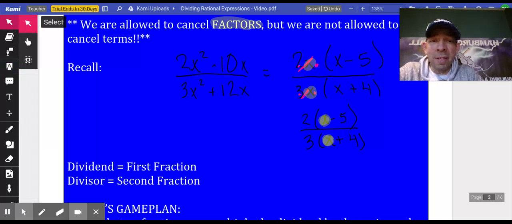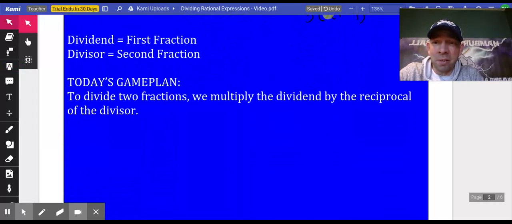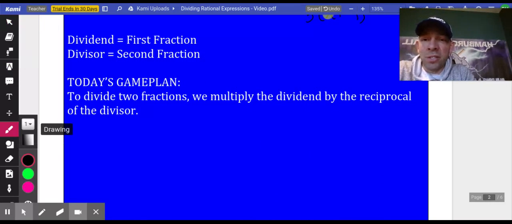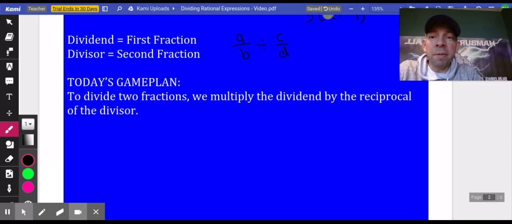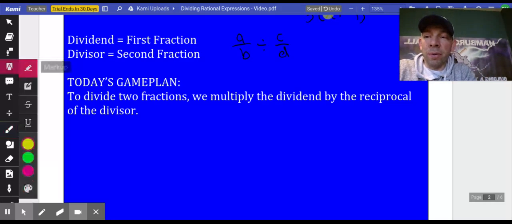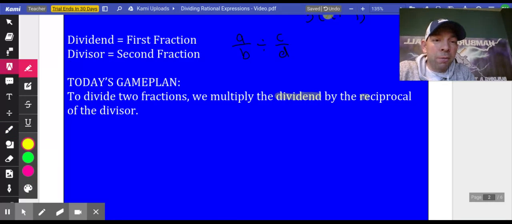Okay, so as we're revving things up for today's lesson specifically, when you see a fraction, and let's just think of a general sense, let's say we have a divided by b, and that's getting divided by c divided by d. The very first fraction you see, that a divided by b, is called the dividend. And then the second fraction you see, in this case c divided by d, is called the divisor. So our game plan today is if you want to divide two fractions, all we really do is just multiply the dividend, or the first one, by the reciprocal of the second one.